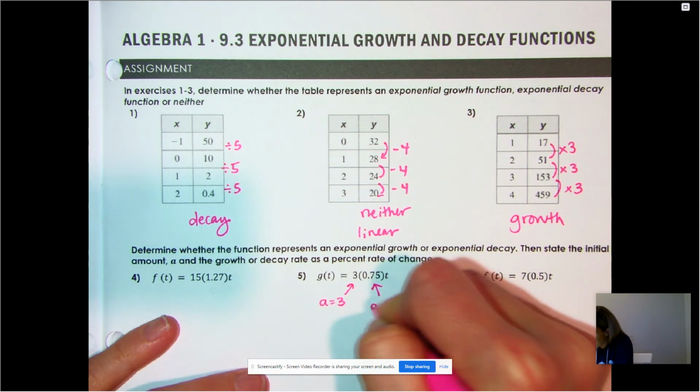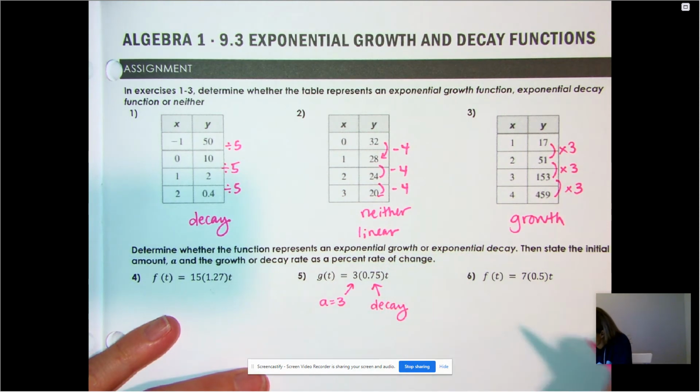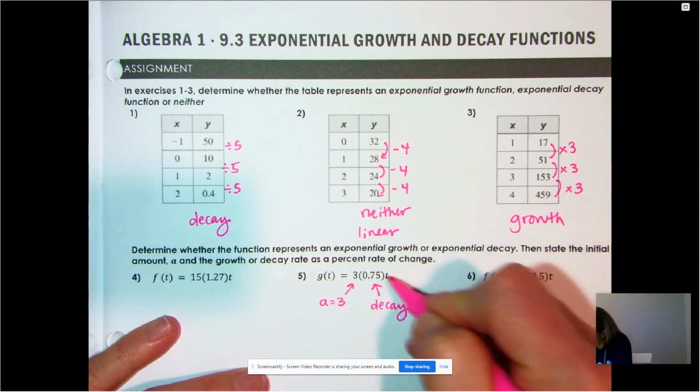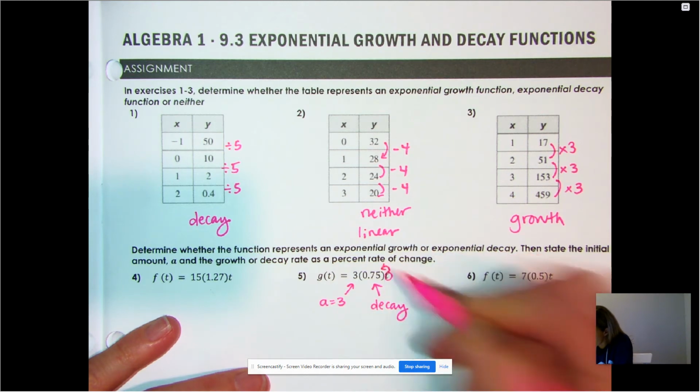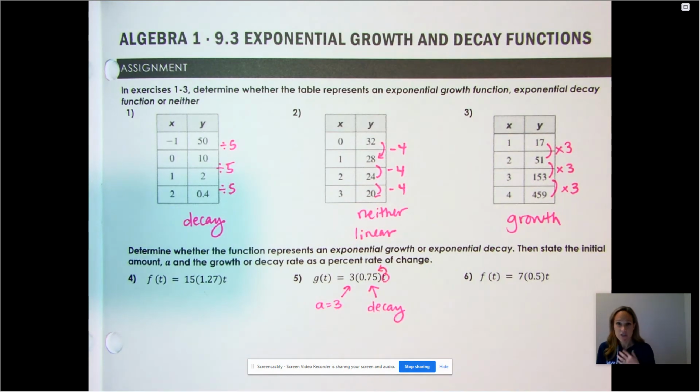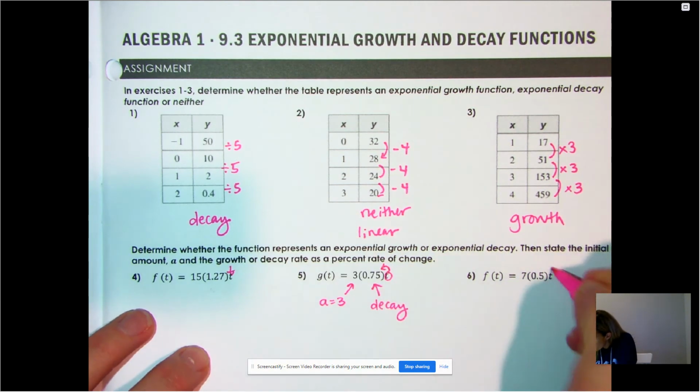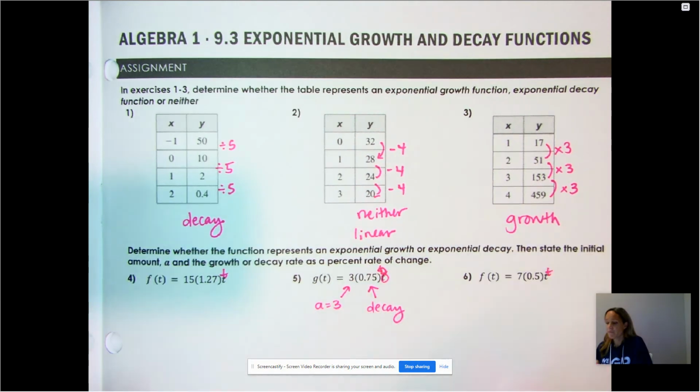So this is decay. And I'm imagining right here, you guys, that these t's are supposed to be little exponents. Because if I were just timesing by t, that would be a linear function. I'm guessing that was just a little glitch with our printing. So pretend like those are little exponents up there. Okay. And then decay.